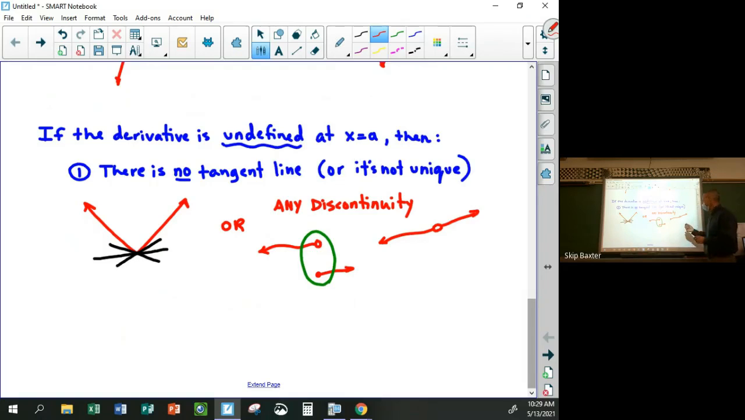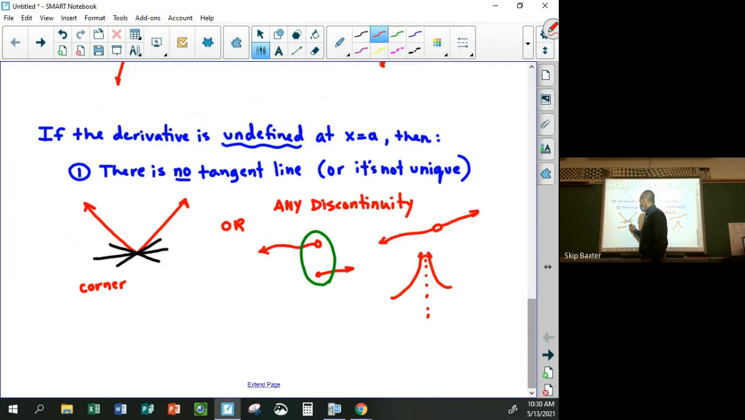And then the third situation, what's the third type of discontinuity? Yeah, a vertical asymptote. So if you have a vertical asymptote, same thing. There's a discontinuity there. The function is never going to look like a line if you zoom in on that spot. Regardless of how much you zoom in on that spot, it's never going to look linear. Okay? So this is called a corner.